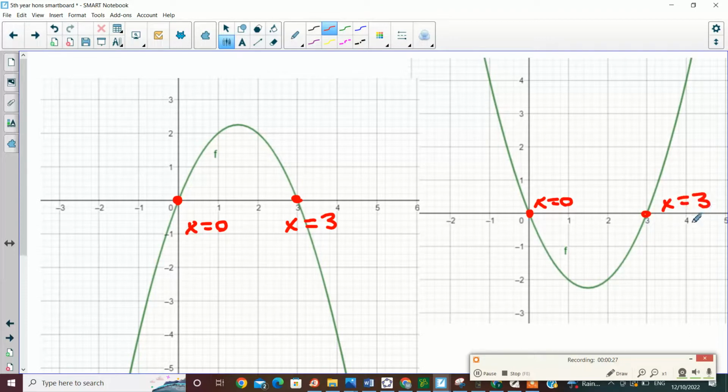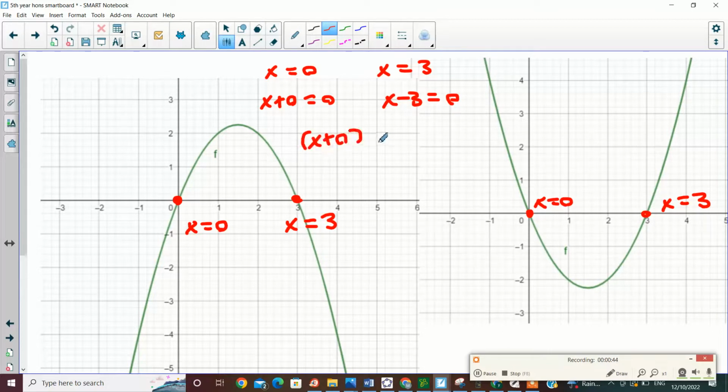Yeah, that's exactly it. So, to make the equation, here's what we do. It's what we did in the previous question. Remember we had x equals 0 and x equals 3? Remember we said x plus 0 equals 0 and x minus 3 equals 0? Go with that? And then we multiplied x plus 0 by x minus 3. Yeah, happy with that? x squared minus 3x. Yeah, that's the equation of this function.